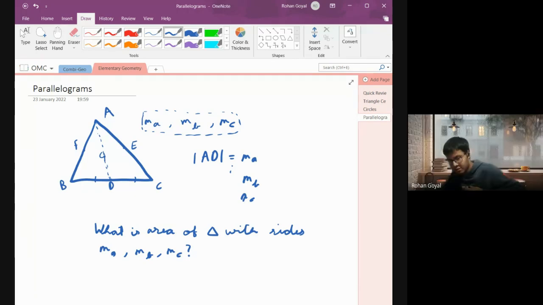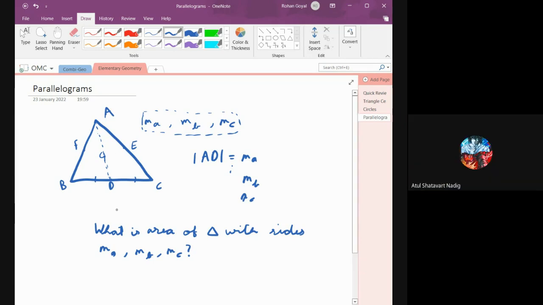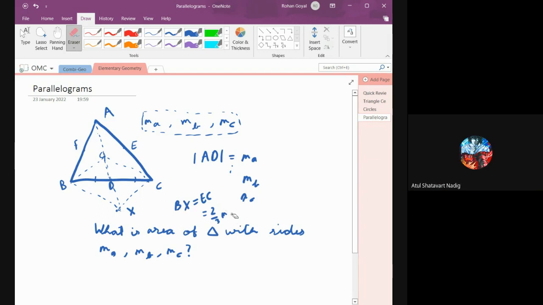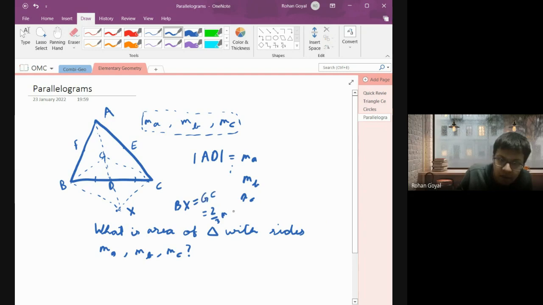Do you reflect G across D? Okay. Then G, that point will be 2/3 of MA. And B, that point is 2/3 of MC. Good. BX is equal to GC, equal to 2/3 MC. Similarly, this is 2/3 MA, 2/3 MC, 2/3 MB. Yes. Answer is 3. Yes. Go on, Atul.